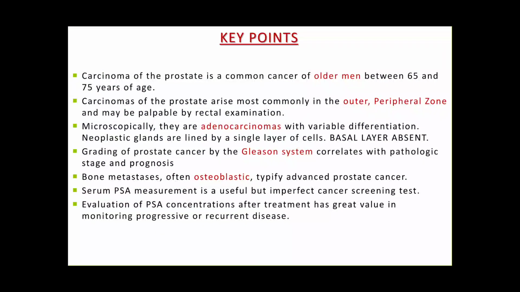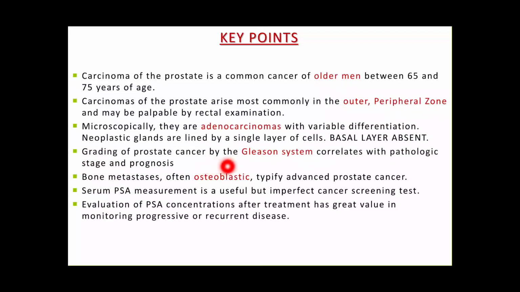Lastly, the key points of the carcinoma prostate. So carcinoma prostate is a common cancer of older men between 65 to 75 years of age. Carcinomas of the prostate arise commonly in the outer peripheral zone, very important. So it may be palpable by the per-rectal examination. And microscopically, they are adenocarcinomas with variable differentiation. Neoplastic glands are lined by a single layer of cells. This is very important. And the basal layer is absent. The important characteristic feature is the absence of the basal layer in the microscopy.